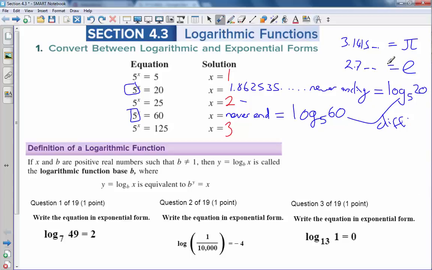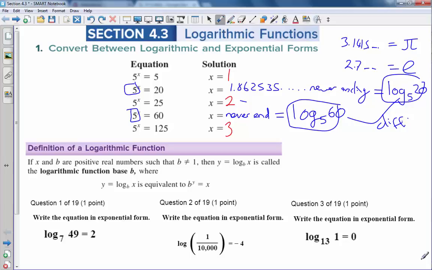They just shorten it, saying that there is a never-ending number which is raised to the power of 5 and makes 20. That number cannot be written shortly, so we call it a name. It's log base 5 of 20.